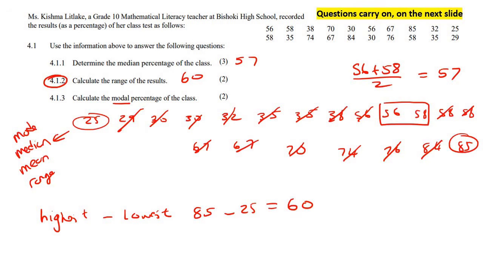Calculate the modal. Modal is the one that appears the most. It's the number that you see happening the most. So if we look here, I think it was here, 58. You see how we had 3 of those. So that would be your modal. It's the one that you see the most.